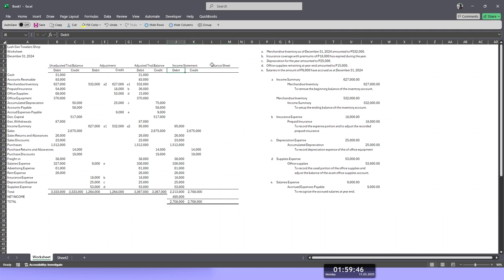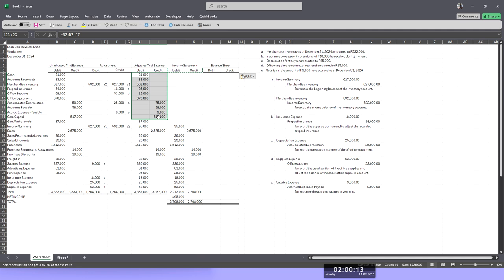Under the balance sheet columns you have to move forward or extend the balances of assets, liabilities, and equity accounts from the adjusted trial balance to the balance sheet column. So I'll just copy the balances of assets, liabilities, and capital up to the withdrawals.